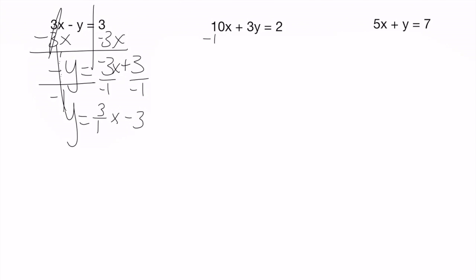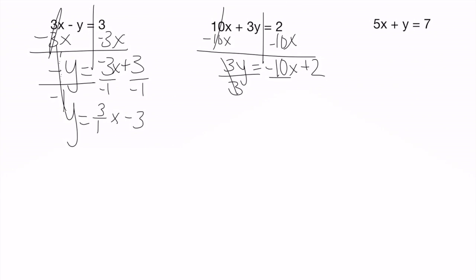So subtract that 10x. Again, this should become pretty monotonous. We're doing the same thing every time, but that means it's going to be easy peasy when we get to that test. And divide by 3. So y equals negative 10 over 3x plus 2 over 3.